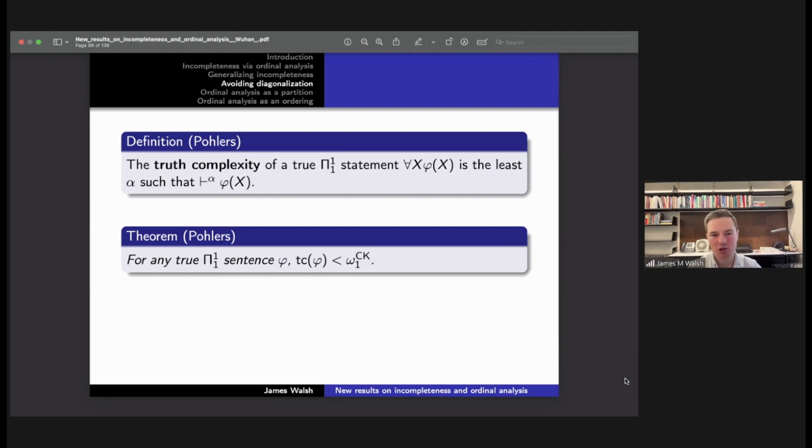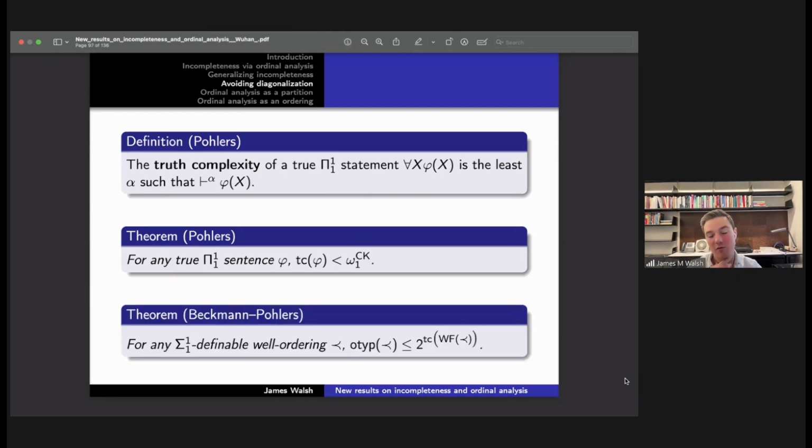What Beckmann and Pohlers show is the following. They show that for any Σ¹₁ definable well ordering prec, the order type of prec is less than or equal to the truth complexity of the sentence that prec is well founded.